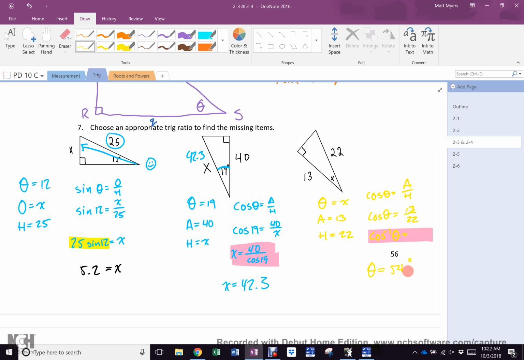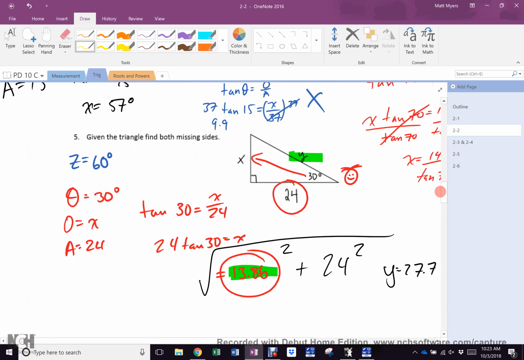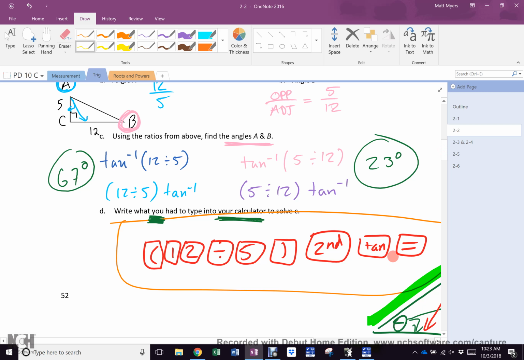So would you put in... Hold it. You're just rolling right over her, Suhani. She just started. So would you put in shift, cosine, and then 13 divided by 22? That's what I do on my forward calculator. Okay. Some of you, it depends on your machine. That's why I made you write out this. Remember when I said write out what you have to do on your calculator? That's why I did that. So you would know how to do it.